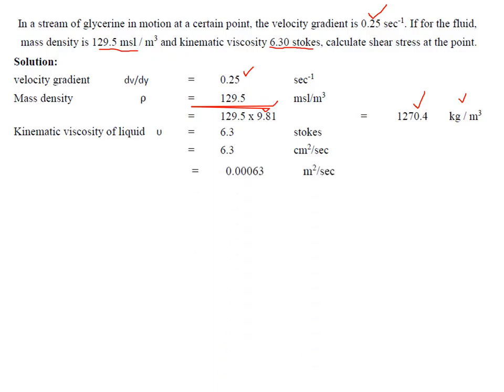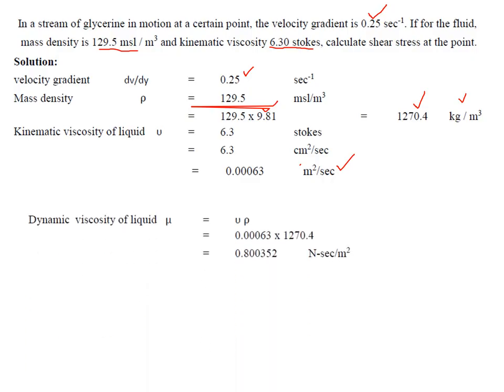So if you divide by 100 square, I'll get 0.00063 meter square per second. So I have to divide by 100 square to convert into meter square per second. Now since dou v by dou y is given and shear stress is asked, I can use Newton's equation of viscosity. Shear stress is mu into dou v by dou y, so using rho and nu I can find out mu. Nu is nothing but mu by rho, so mu is nu into rho.